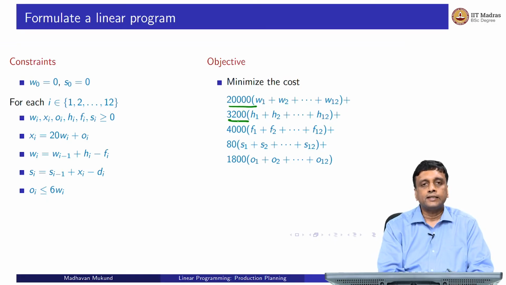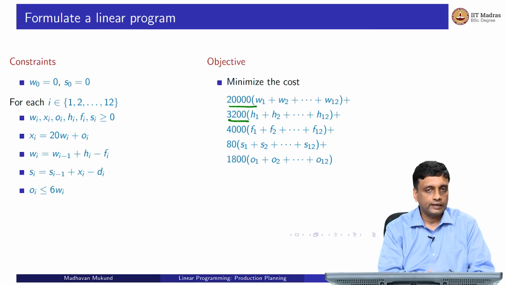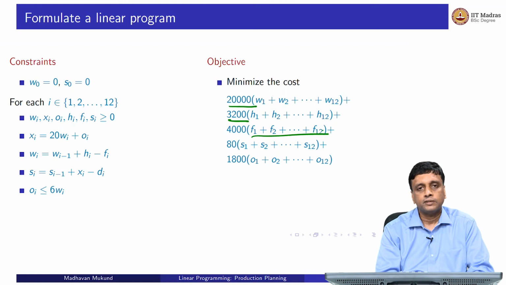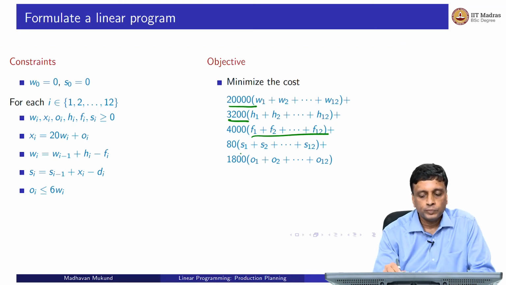So for each worker that I hired, remember that we had to pay 3,200 rupees as a fixed cost for employing this person from scratch. So if I just add up the number of workers I've hired across the 12 months, that times 3,200 is my total hiring cost. Similarly, if I add up the number of workers who have been fired across the 12 months, that times 4,000 is my firing cost. Storage costs 80 rupees a month.